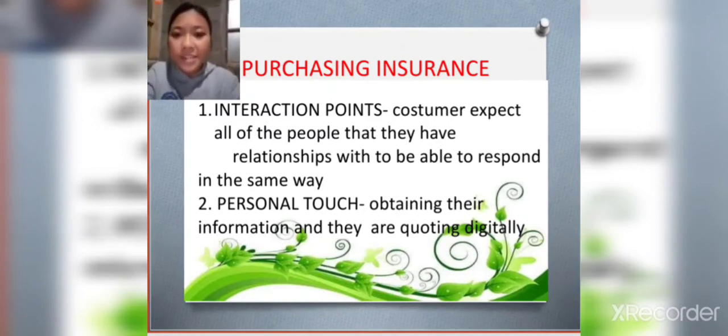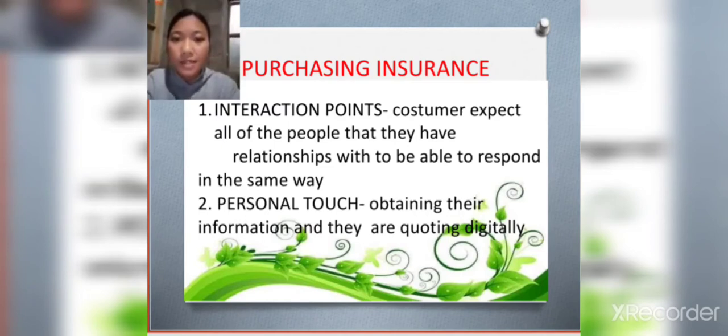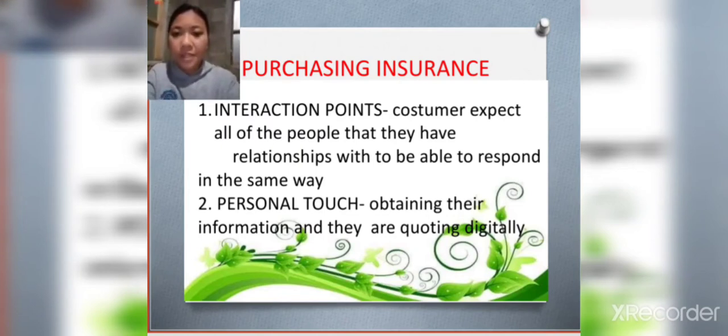In purchasing insurance, we have interaction points and personal touch. Interaction points. Customers expect all of the people that they have relationships with to be able to respond in the same way. We need to have good communication with the customers so that they feel comfortable. Personal touch. Obtaining their information and quoting digitally. In personal touch, we need to treat the customer to make them feel special.